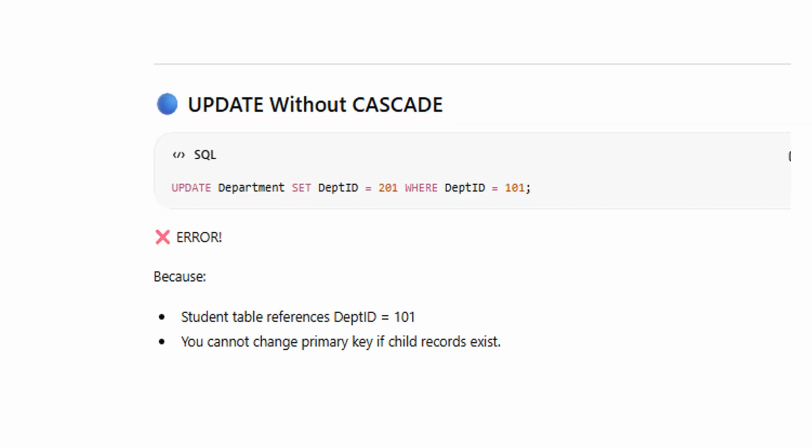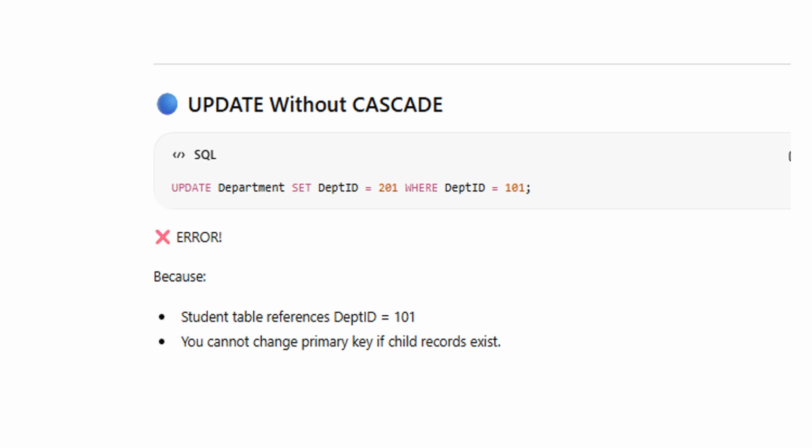So update without cascade, it's the same concept. UPDATE department SET department ID equal to 201 WHERE department ID equal to 101. The student table references department ID equal to 101, so you cannot change the primary key if child records exist. The meaning is, when you are updating, first you update your child table, then you go for your parent table.